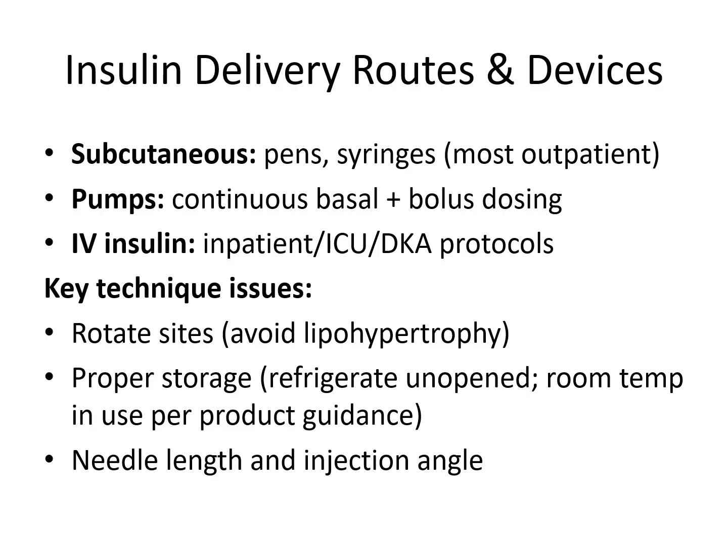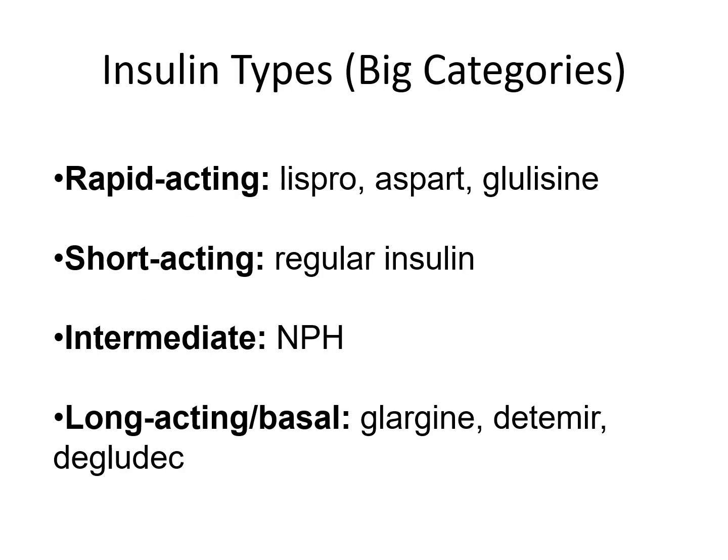Once in use, many products can be kept at room temperature for a specified amount of time, but students should always check the product insert. Finally, the needle length and injection angle matter because we have to ensure that we're delivering this medication to the subcutaneous area, avoiding intramuscular injection, which would alter absorption. So when glucose control is erratic, always talk to the patient about the technique they're using before you adjust the dose.